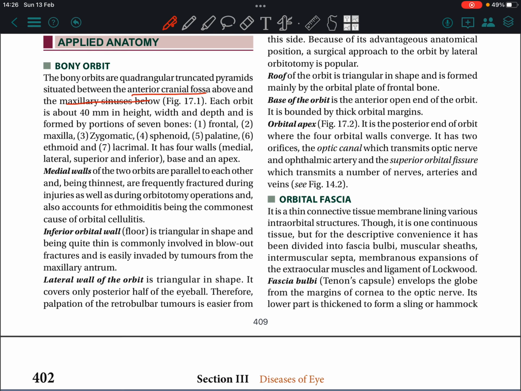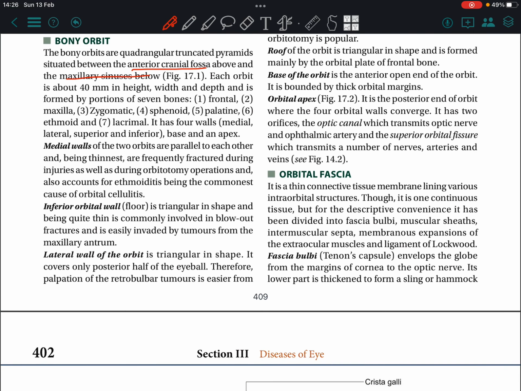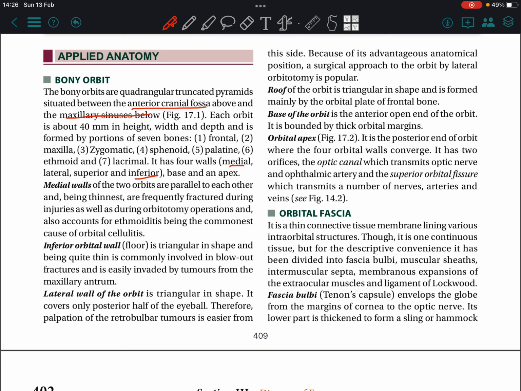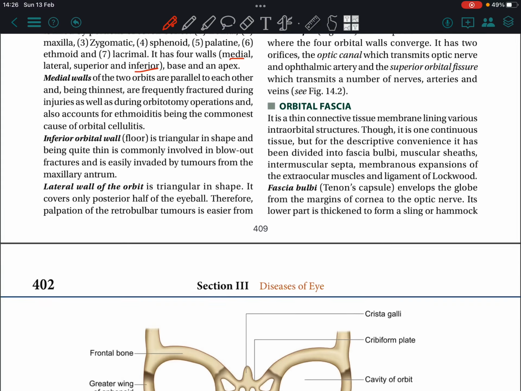It is formed by 7 bones: frontal, maxilla, zygomatic, sphenoid and palatine, ethmoid and lacrimal bone. It has 4 walls: medial, lateral, superior and inferior, base and apex. The medial walls of the 2 orbits are parallel to each other.